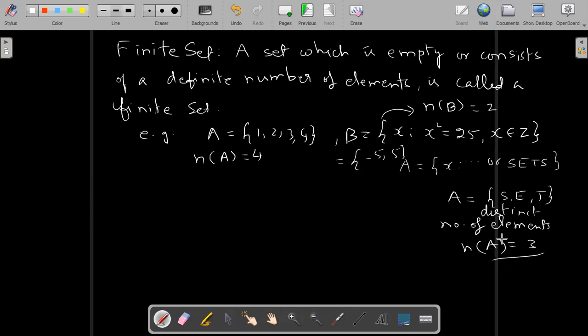So this number, the number of distinct elements in the set, is called the cardinal number. Just write down: this is called cardinal number. So cardinal number is the number of distinct elements of a set.